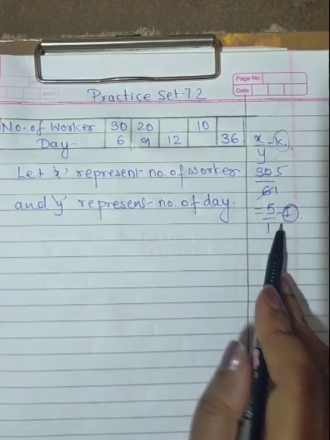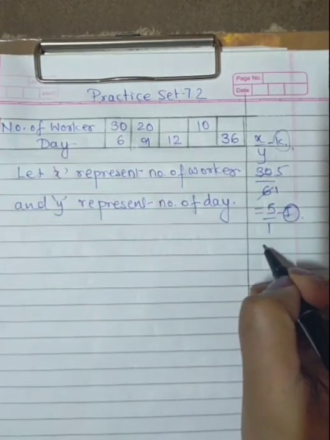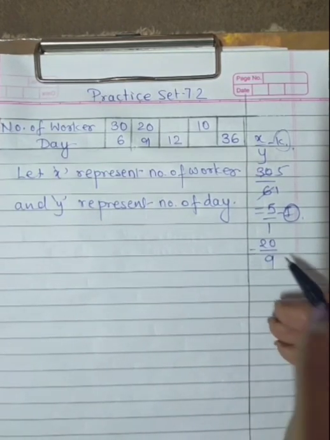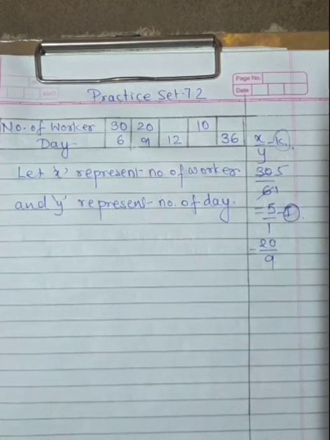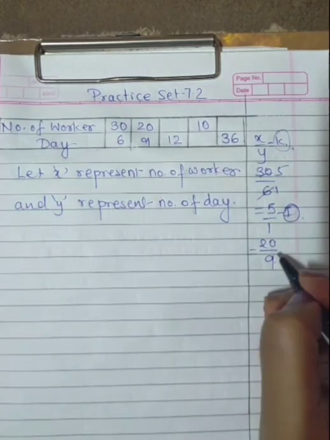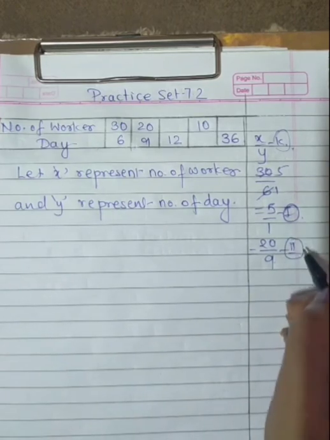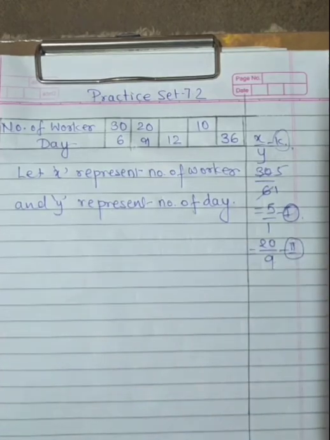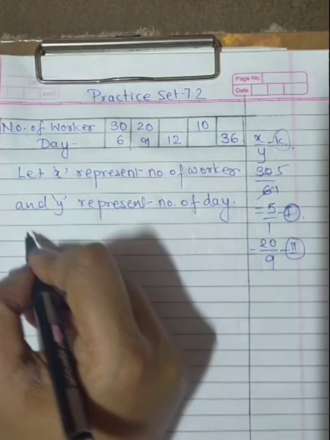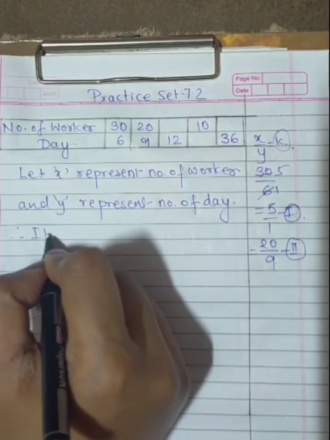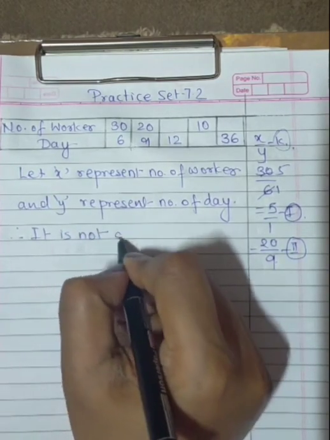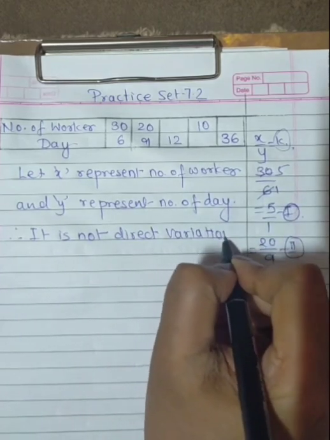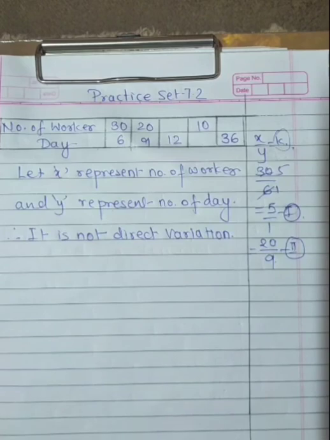For the second column we see 20 upon 9. The number of workers is 20 and the days are 9. Both will not divide, so we will write it as it is. If you can see, these two are not constant. It is not constant, which means it is not a direct variation.